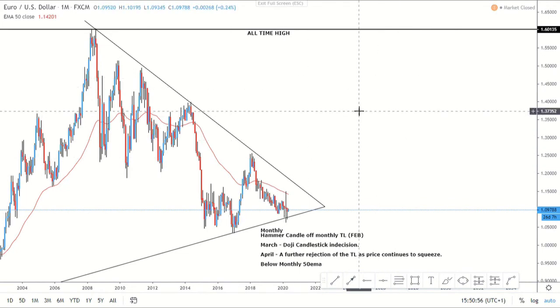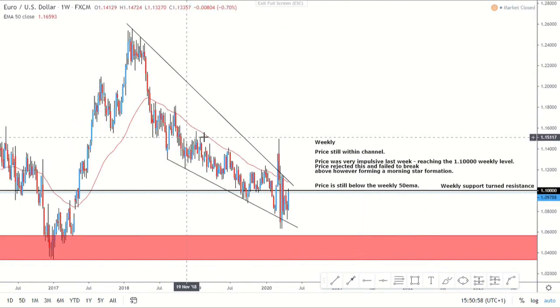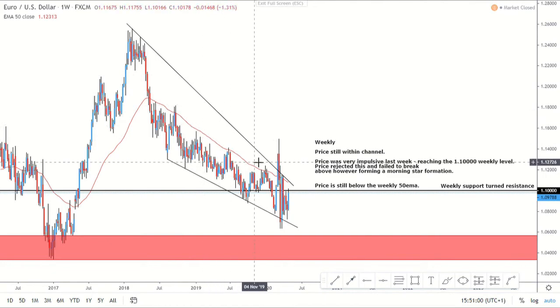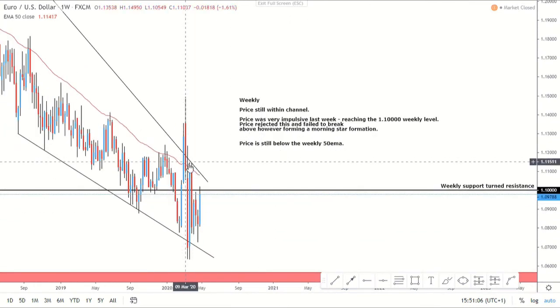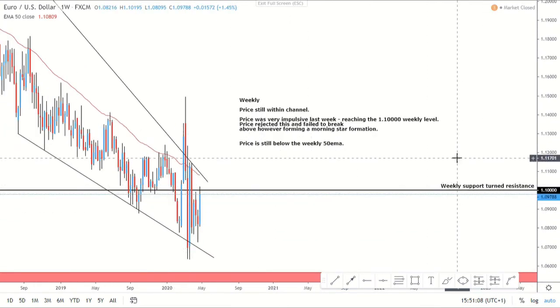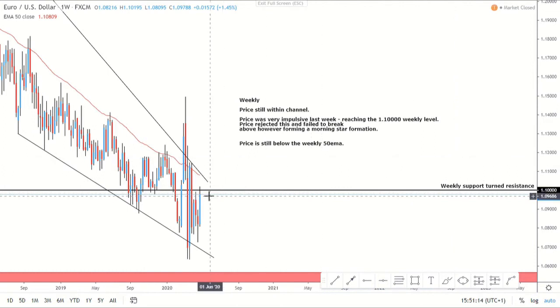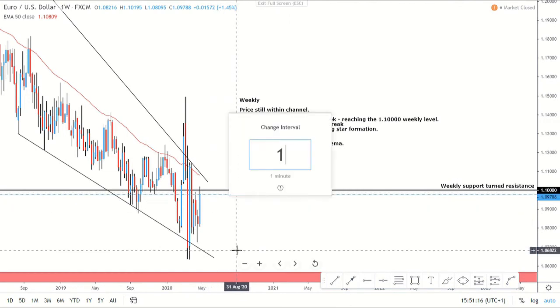Obviously the monthly 50 MA is above price. Weekly we've got this downwards channel, we've faked out of it, and now we're back into the channel, and we are maintaining below that weekly 50 MA now, after 2 tests of it, and the weekly support is our resistance at 1.1. So quite a strong level there. Just watching for price, see whether we can now reverse from this area and come further to the downside.